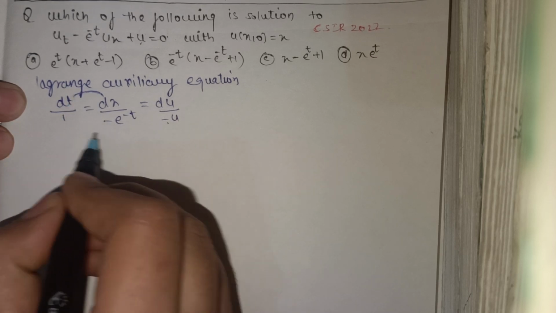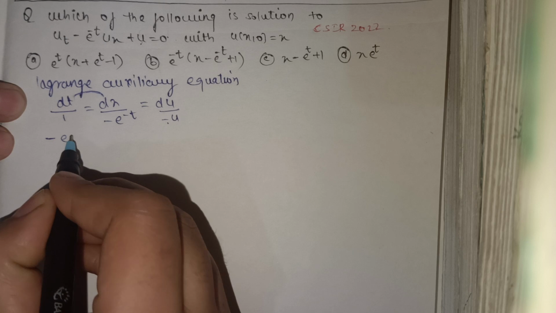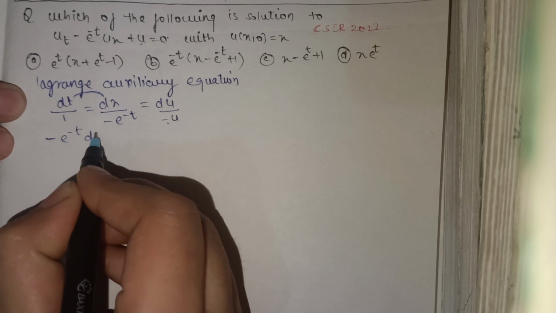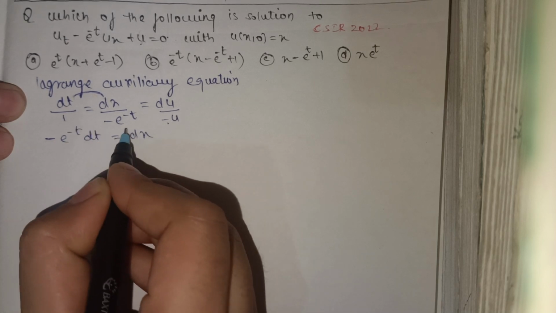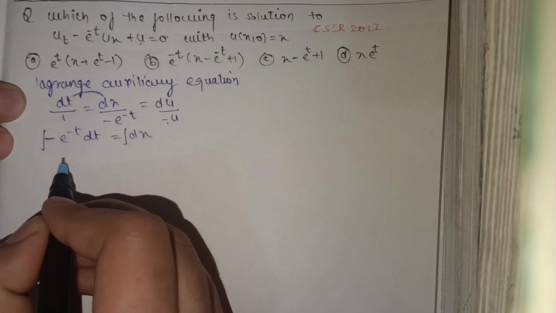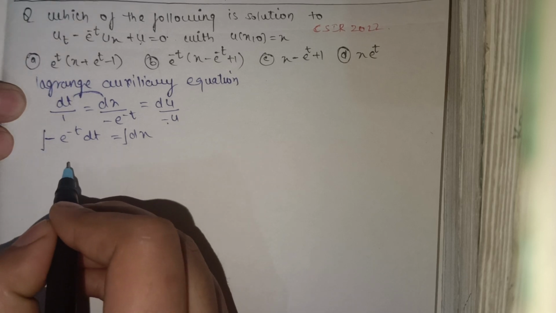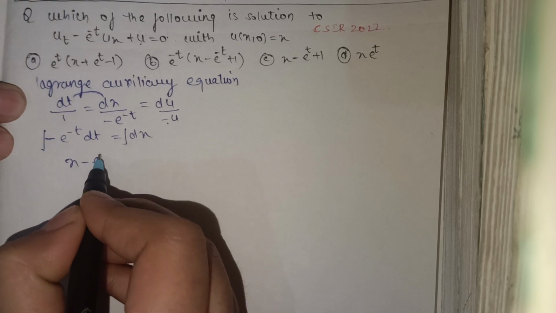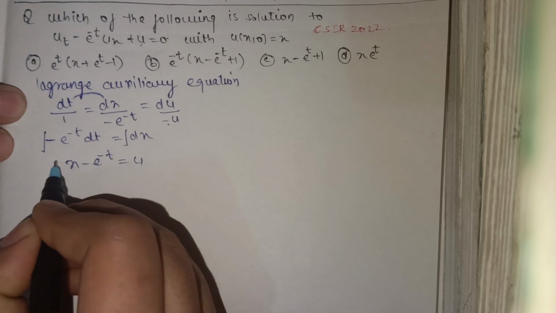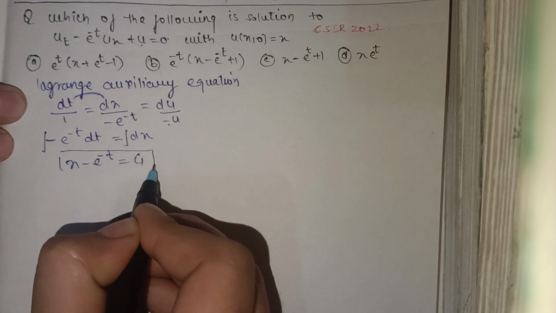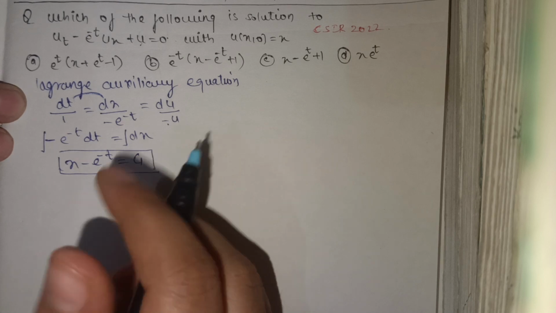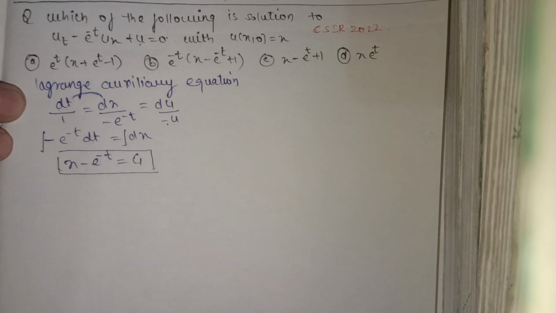What we get? Minus e to the minus t dt is equal to dx. Integrate both sides. What we get? x minus t is equal to c1. This is the first solution, by taking these two fractions.